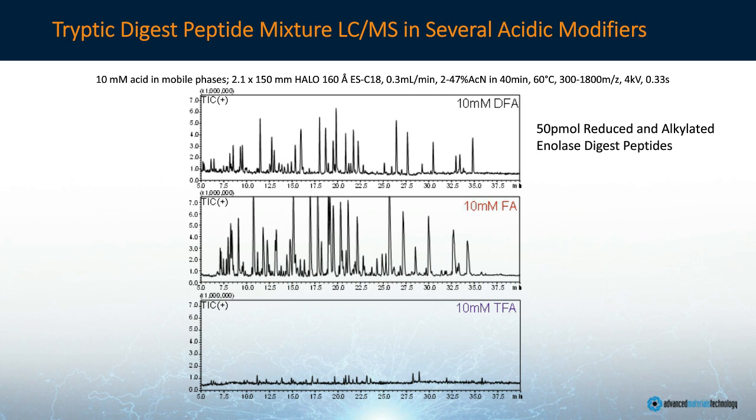In this case, this is a tryptic digest separation of enolase, and you can see that this is a total ion current chromatogram. On the bottom panel, you see the hit that you take for peptides in terms of the suppressive effects of TFA, whereas you do gain back some of that signal and maintain the efficiency in terms of peak width that you would see with the DFA.